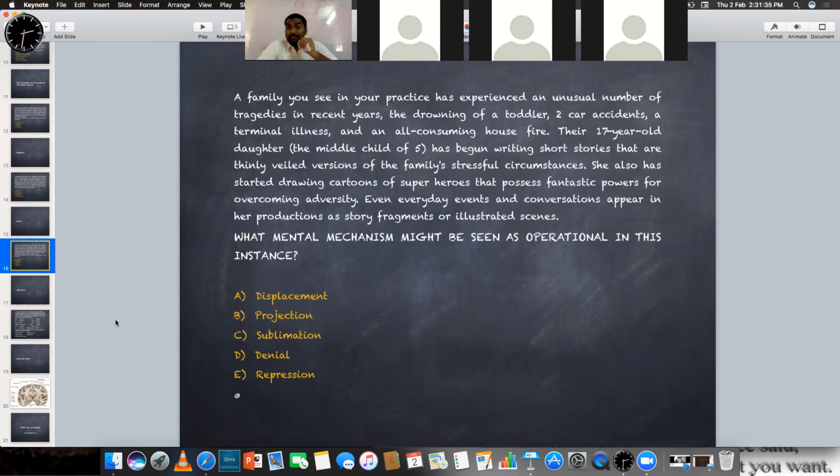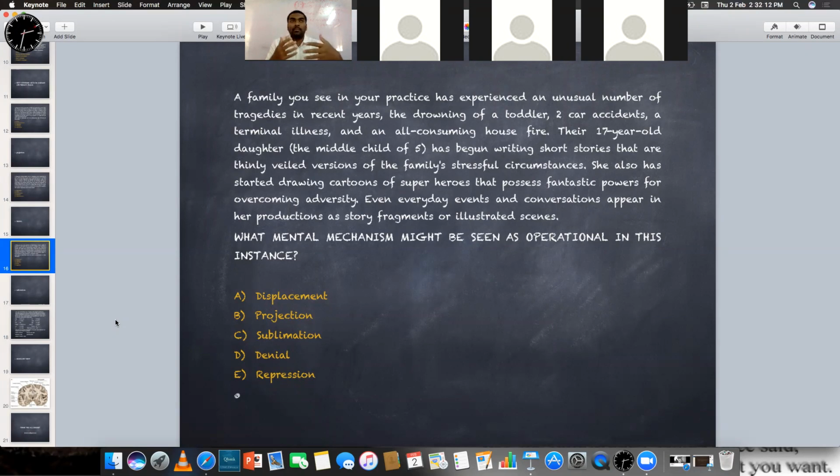It's sublimation, actually. You see, there's this really bad thing that has happened to this girl, and now she's channelizing her emotions, her stressful events, into a more acceptable way and keeping them alive in her stories. That is the way she's coping with this. She's drawing these things, and she's comparing them to some superheroes. I mean, she's expecting some superheroes who will come and save them. Actually, she's trying to keep them alive, at least in the stories. This is channelizing the emotions and thoughts into a more socially acceptable way.